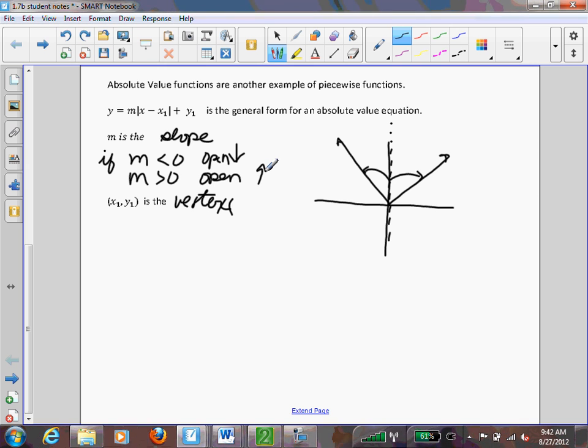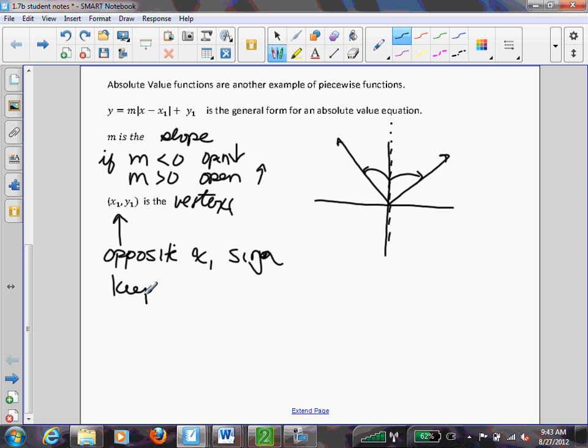You need to be careful when you're picking out your vertex. You're going to take the opposite of the x1 sign, and you're going to keep the y1 sign when you're picking up the vertex. Just as if you did it when your parabola was in vertex form. Yes?